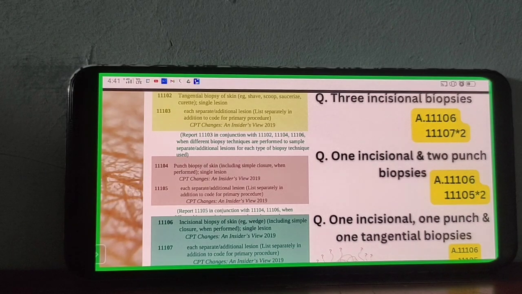In this case, the code sections are arranged from lowest dollar value to highest dollar value. So for example, this is my imaginary dollar. For a tangential biopsy, $100, punch biopsy, $200, incisional, $300. So the code sections are arranged from lowest dollar value to highest. Comparing these three, which one is the highest intensive procedure? Incisional. Incisional is the highest. Then the next is punch biopsy. Then the lowest is tangential.